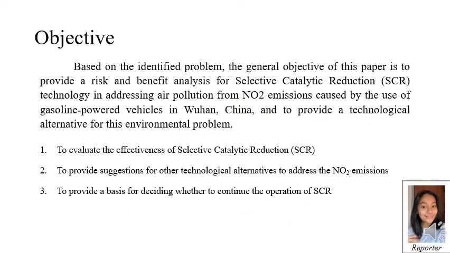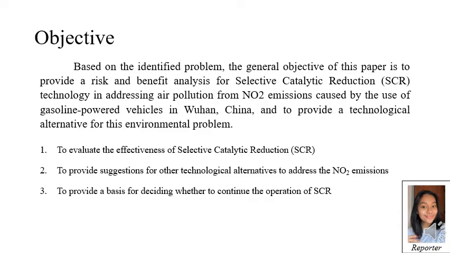Based on the identified problem, the general objective of this paper is to provide a risk and benefit analysis for selective catalytic reduction technology in addressing air pollution from NO2 emissions caused by the use of gasoline-powered vehicles in Wuhan, China, and to provide a technological alternative for this environmental problem. Specifically, the objectives of this case study are the following: to evaluate the effectiveness of selective catalytic reduction, to provide suggestions for other technological alternatives to address the NO2 emissions, and to provide the basis for deciding whether to continue the operations of SCR.